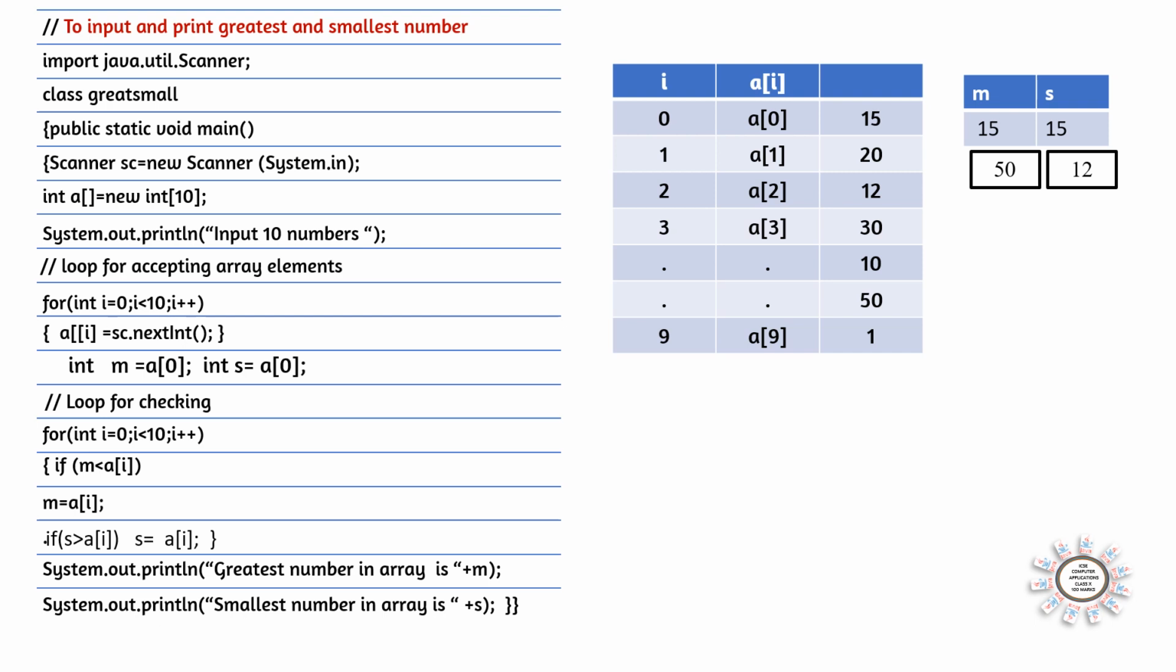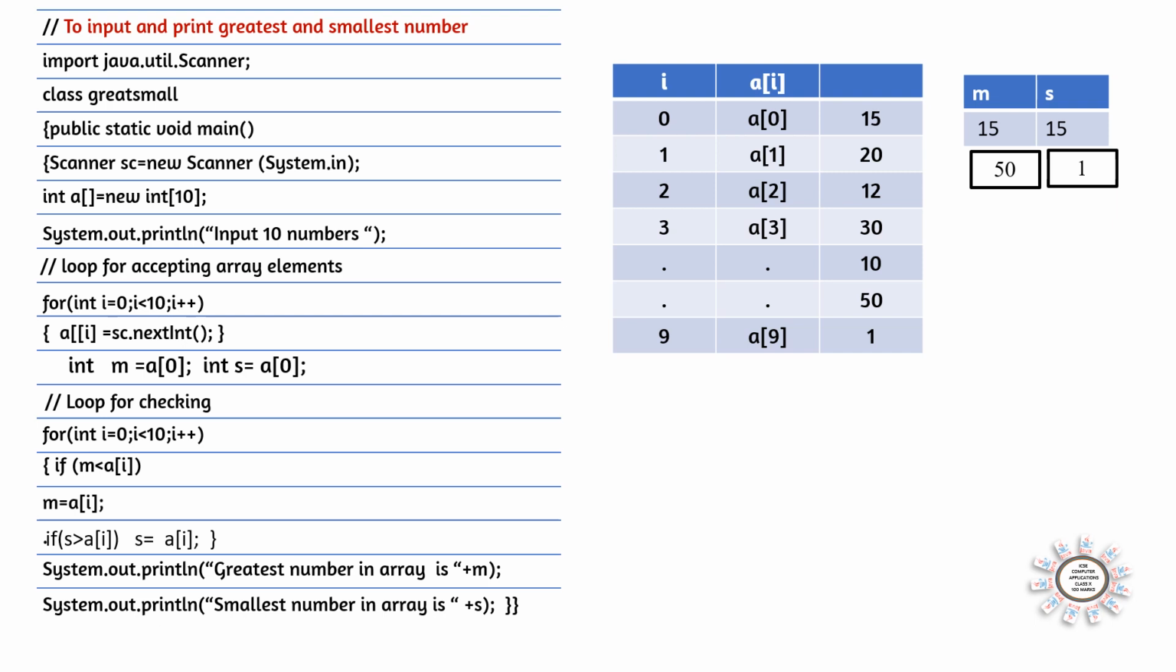So 15 will go and 12 will be stored in the variable s. And then further checking 12 and 30, no change. 12 and 10. 10 is the smallest number. Again, swapping will take place. That means in s, the value 10 will be stored. 12 will be overwritten and 10 will be stored. And 10 and 50, no change. And 10 and 1. 1 is the smallest number. So 1 will be stored in s. So like this, we got the smallest number.